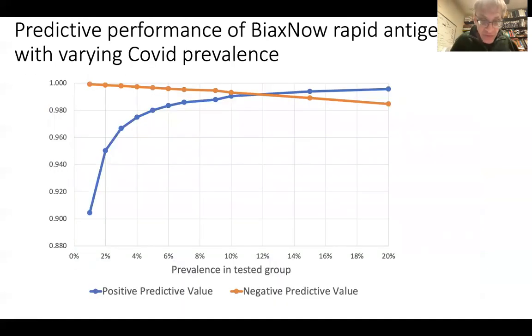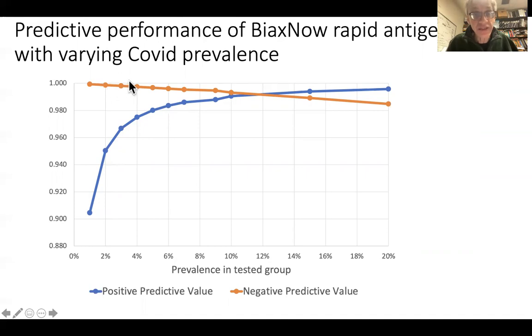And what does it look like if we vary the prevalence with this test? We're using this BinaxNow rapid antigen test, but we've got different populations. If COVID is really rare in the population, the positive predictive value is low. At 2%, the PPV is like 95% if truly 2% of the population being tested are infected. And the PPV kind of asymptotes up. It's above 98% once you get to about 5% prevalence or more in the tested population.